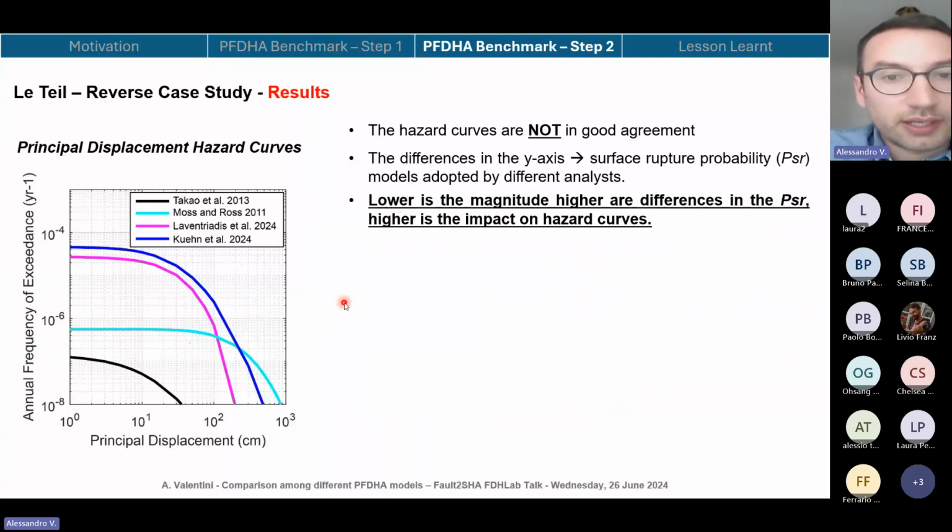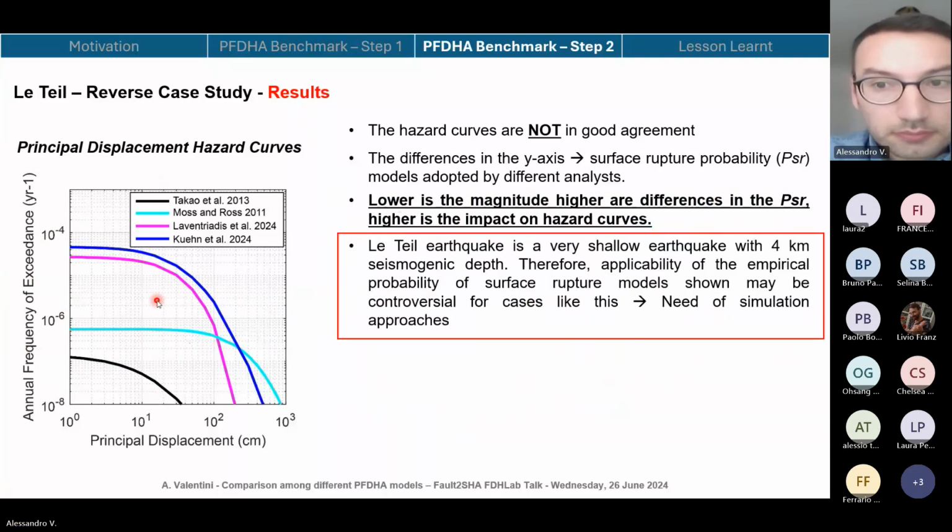And so if a practitioner, if a consultant applies tomorrow this empirical regression for a site in a reverse, let's say also in a low seismicity area in a reverse environment, you have to keep this in mind. So there could be a huge difference among the models available nowadays.